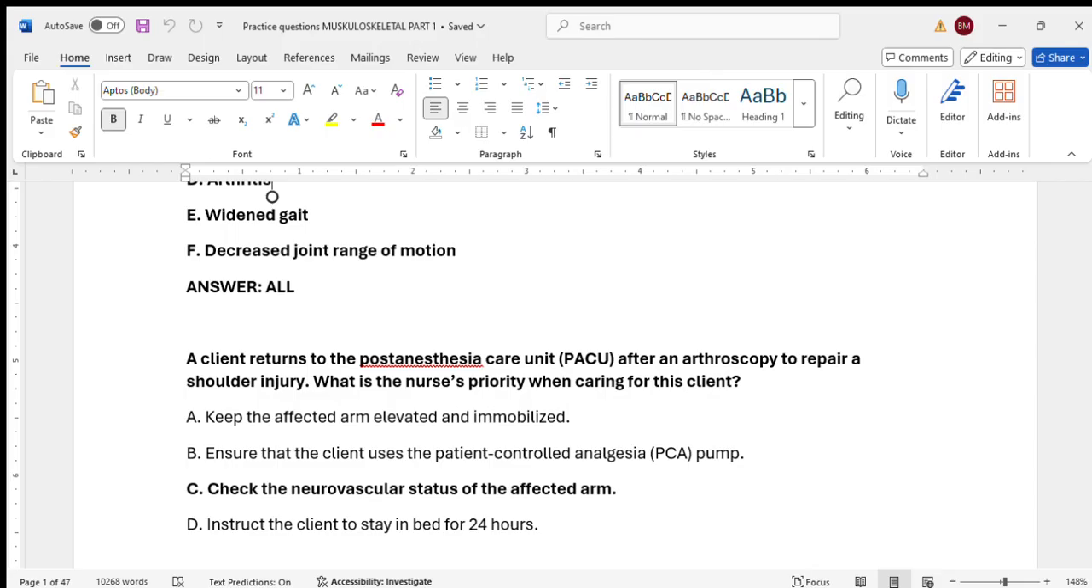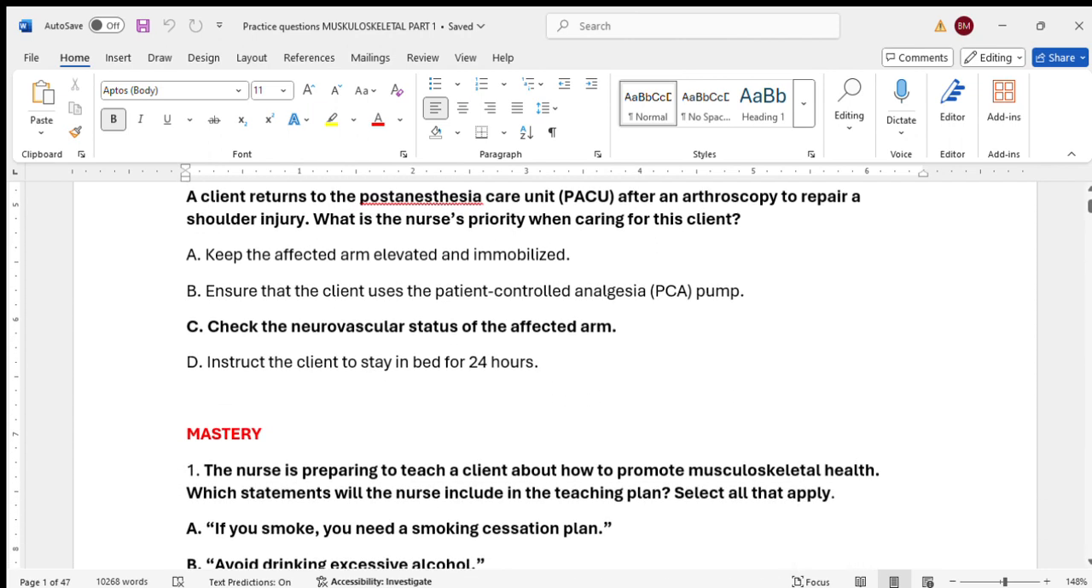No, you want to keep moving, right? Ensure that the client uses the patient-controlled anesthesia pump. Okay, is this a priority? We need to check for neurovascular status of the affected arm. Review your neurovascular status, because there's one in which the patient is going to feel numbness and there is going to be a decrease in pulse. So that's a no. That's why we need the joint to keep moving. Okay, instruct the client to stay in bed for 24 hours. No. So the answer is check the neurovascular status.